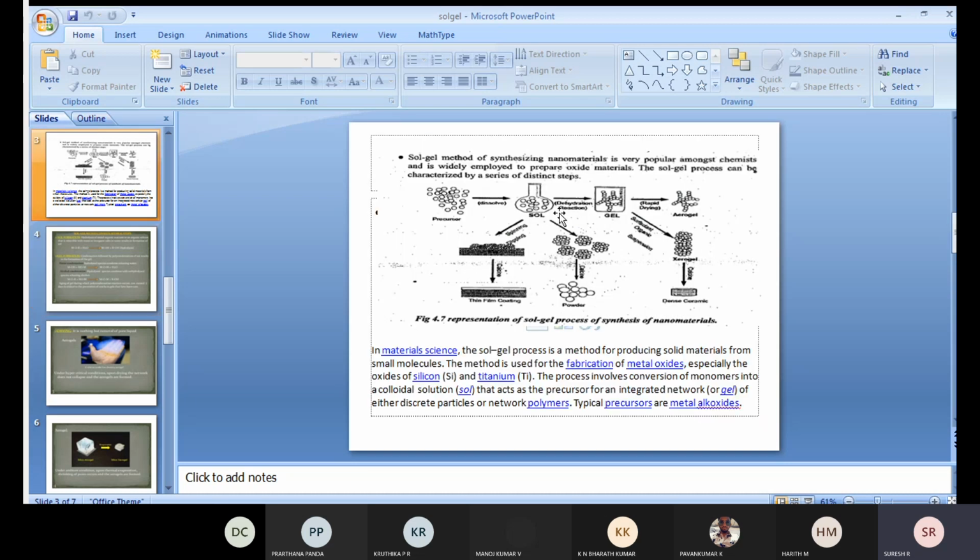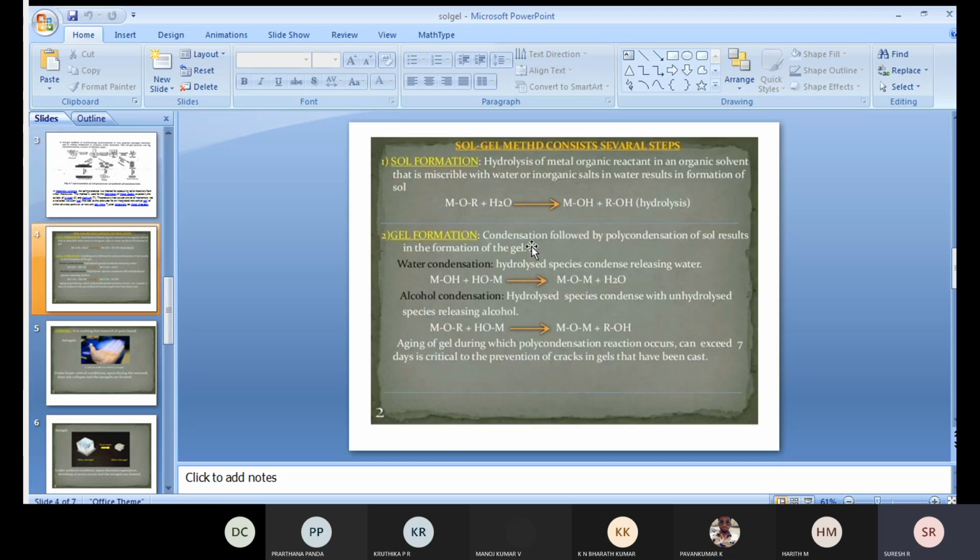The second important step is the formation of the gel. How is the gel formed? Once the dehydration reaction takes place, in other words, once the water content has been removed from the Sol, we get the gel. Dehydration or condensation, both are the same thing here. The condensation followed by the polycondensation of the Sol results in the formation of the gel. That's the second important step. The water content is segregated out and removed, and we get the gel.